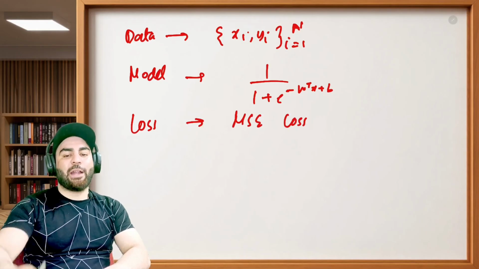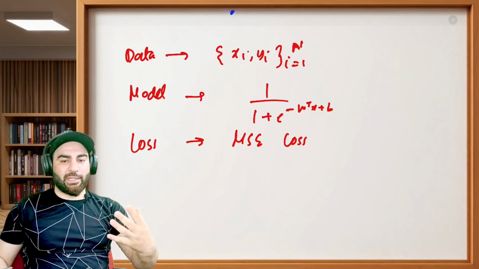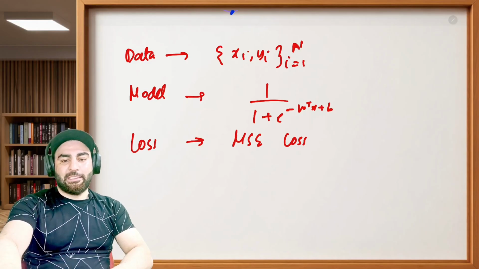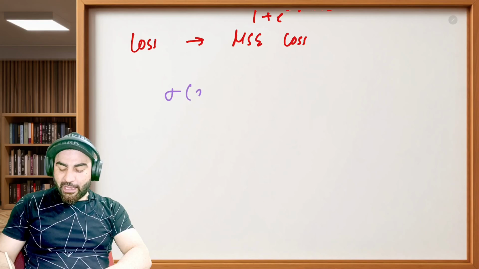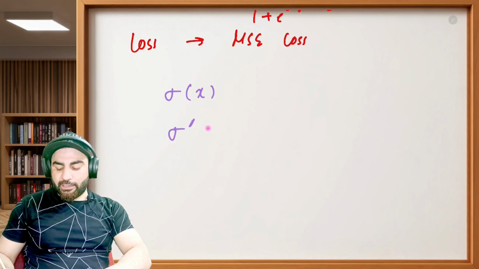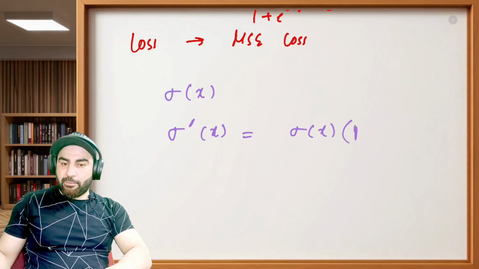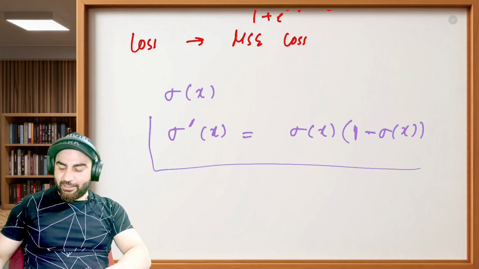Now you have to compute the gradient, and you know how to compute the gradient of the sigmoid. So you can easily do that. I'll tell you one thing here: if you take the derivative of sigmoid of x, it comes out to be sigmoid of x times 1 minus sigmoid of x. Very good function, you see, the derivative.